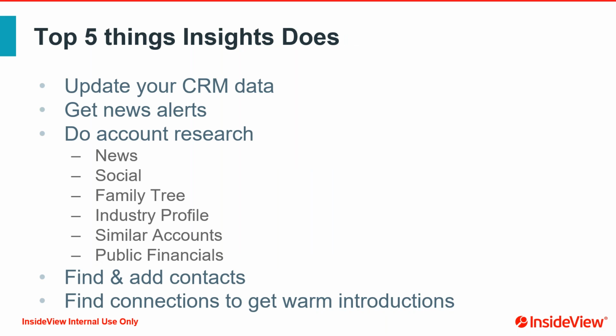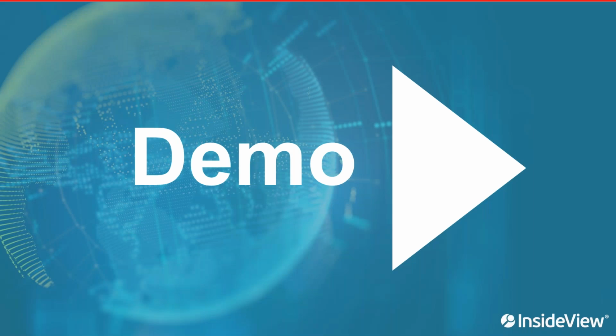So what does Insights do? These are the top 5 things that Insights does. We're going to update data, get news alerts, do a bunch of account research, find contacts, add contacts, and figure out how to find warm connections. So I'm going to do that all super quick and just give you a really broad overview. So here's how it works.